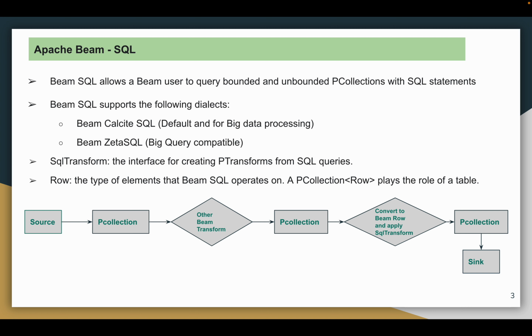It should be in a row format, right? Here also, first of all, you have to use SQL transformation. You will be applying that SQL transformation on top of some row formatted data. That's why you have to basically convert the data into Beam row format, and then you will apply SQL transformation on top of it, right? These two concepts are very important, right?